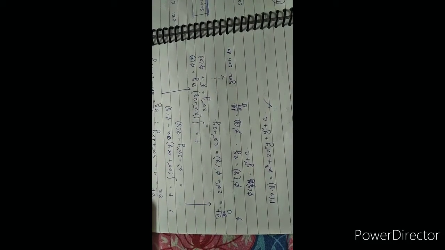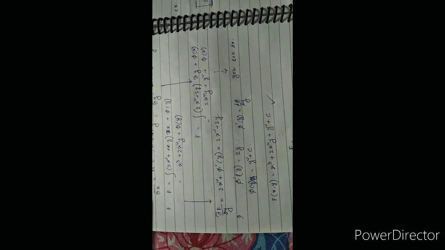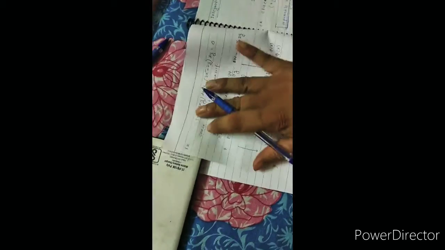So you have this form of phi, and if you put it here, you will get the function f equals x cube plus 2x square y plus y square plus c. So this is the solution. This is our f, and f equals c is our solution. You know the last theorem, if you remember: F(x, y) = c is our solution. So this thing is our solution.